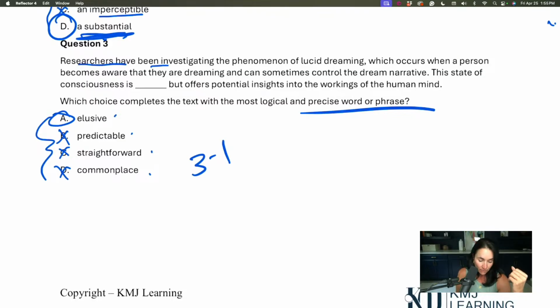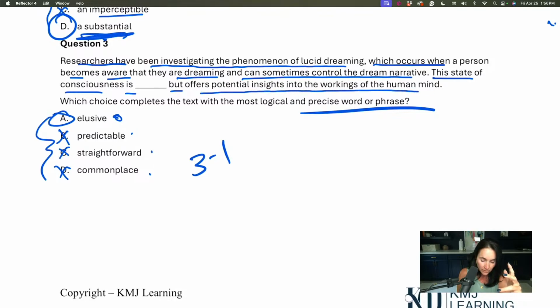Let's read it. Researchers have been investigating the phenomenon of lucid dreaming, which occurs when a person becomes aware that they are dreaming and can sometimes control the dream narrative. I shouldn't have even read that. That was too much. I should have started here. This state of consciousness is elusive, but offers potential insights into the workings of the human mind. But signals an opposite or an antonym, something the opposite of what's here. So if I have elusive here, insights into the workings is the opposite of elusive.